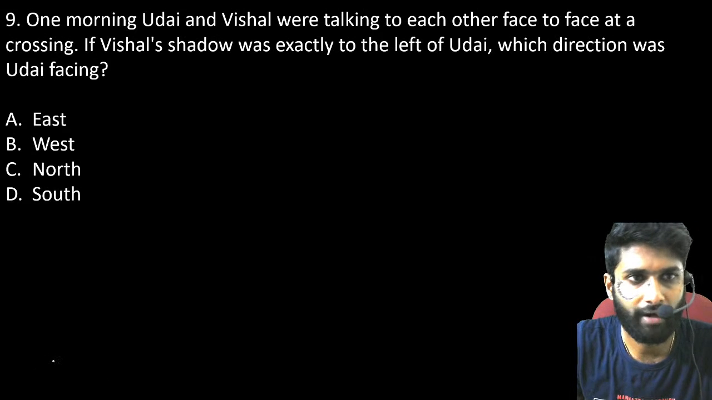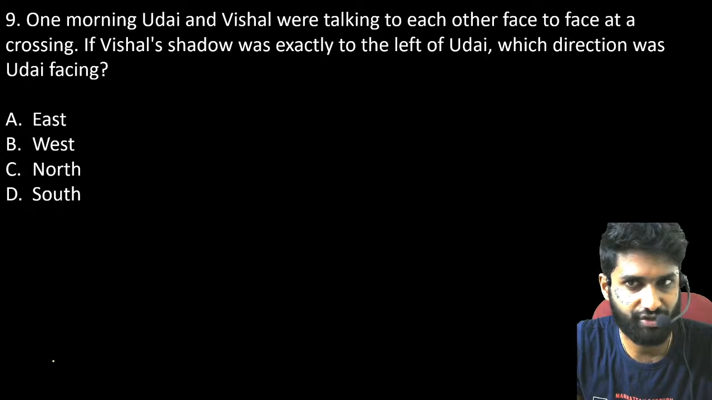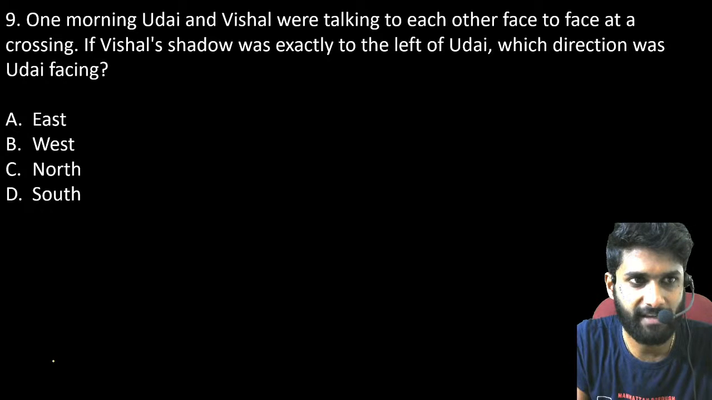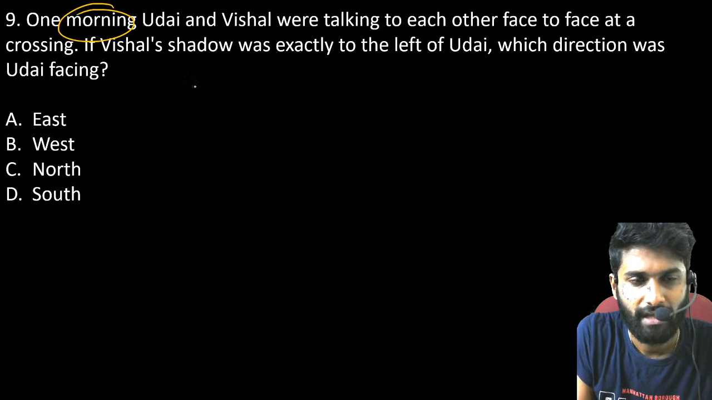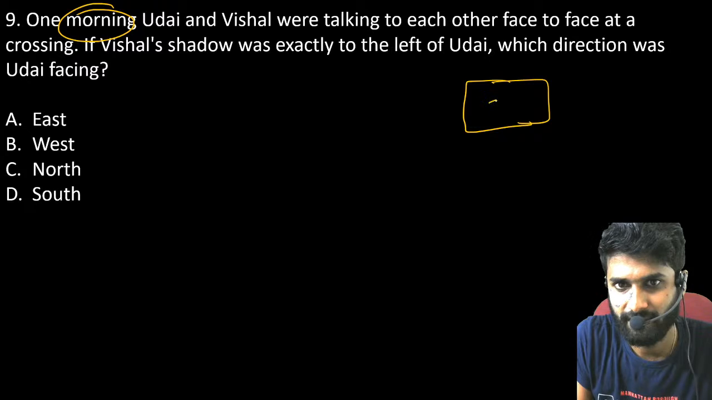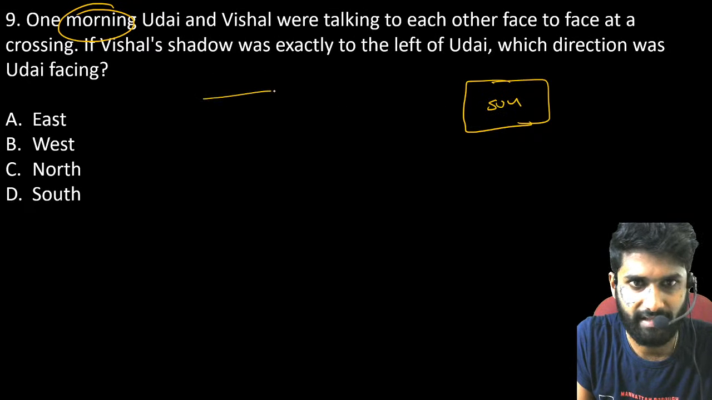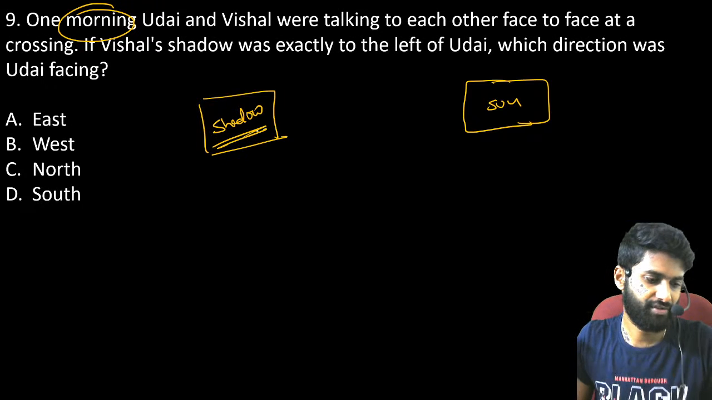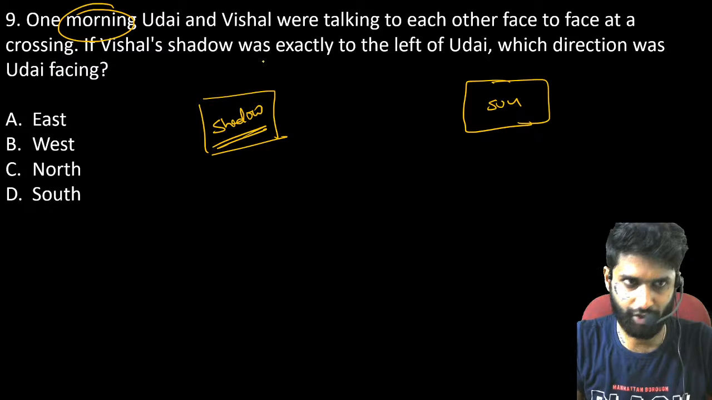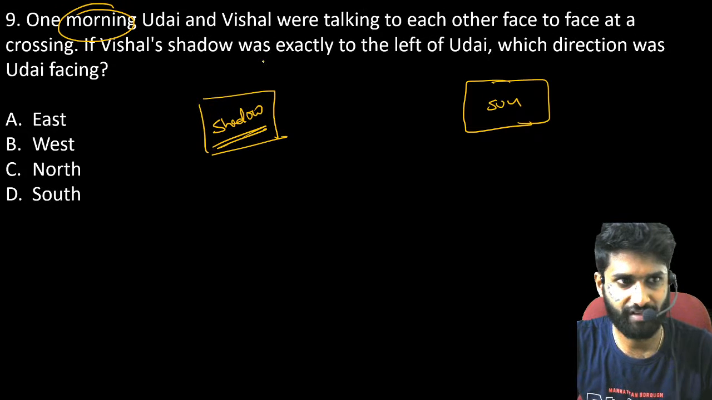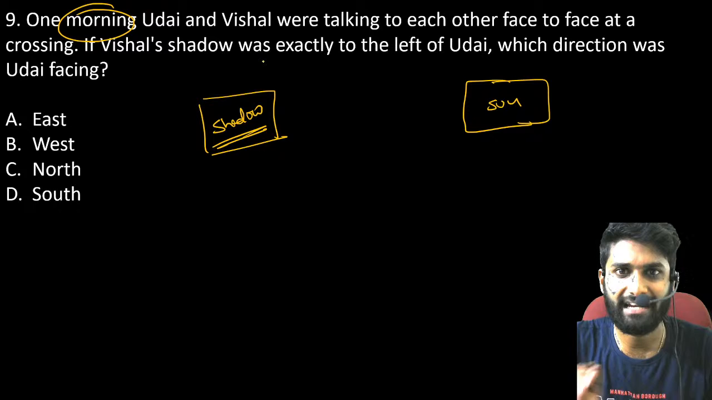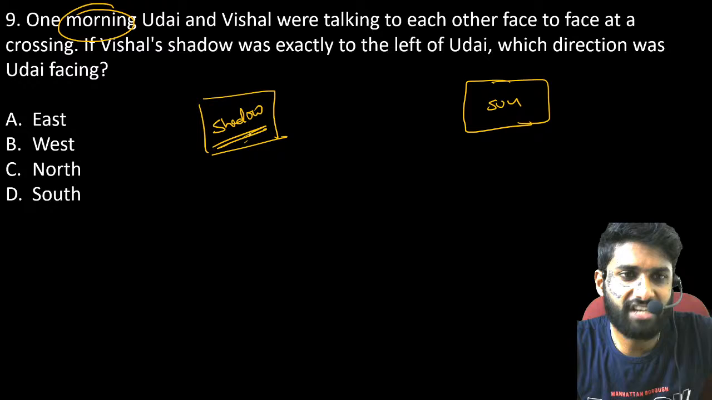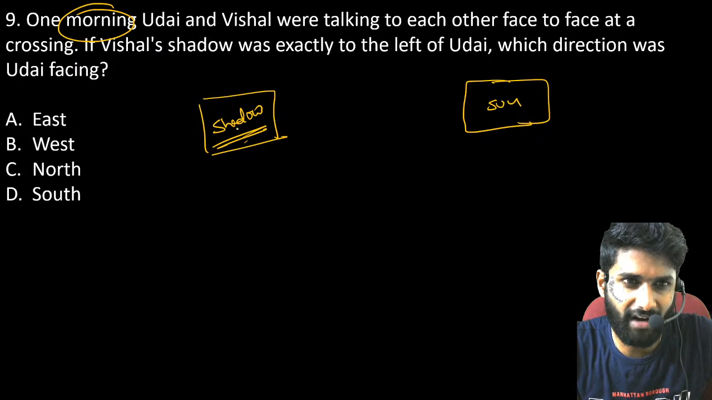Now see, one morning, Uday and Vishal were talking to each other face to face at a crossing. Vishal's shadow was exactly to the left of Uday. See, the situation is in the morning. If it is morning, this is the sun, and this one is the shadow. This information is constant. Vishal's shadow is to the left of Uday; we require left of Uday.